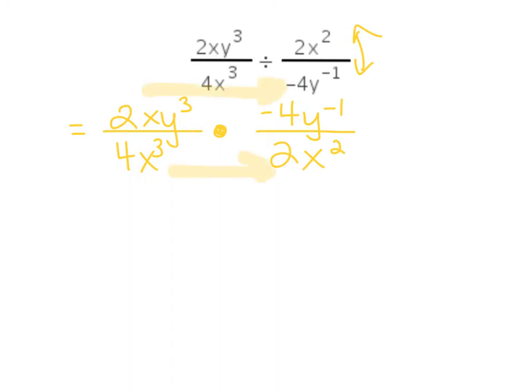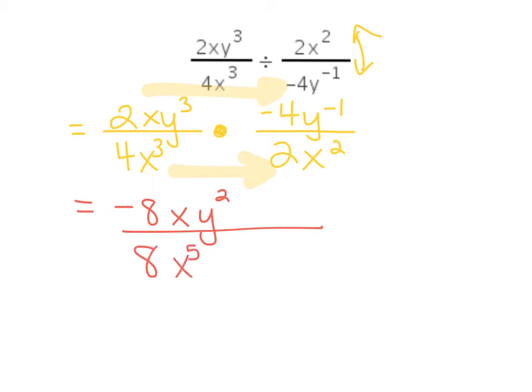Okay, straight across. This will give me -8 x, and then y to the 3 plus -1 would be 2. In the denominator, 4 times 2 is +8, x to the 5th. Now, anywhere I have like bases, I need to combine them. Well, first, -8 divided by 8 would be -1. Keep my x on the top. 1 minus 5 is -4. Keep the y to the second on the top.